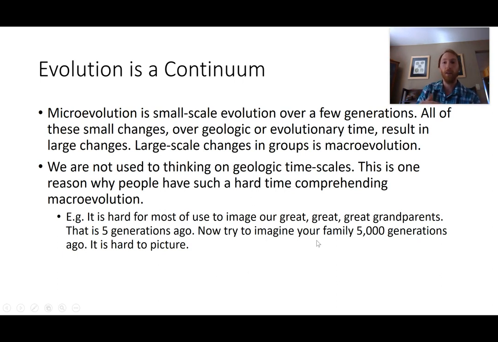If you add that up over millions of years, tens of thousands, hundreds of thousands, millions of generations, then you can start to see macroevolution happening. You can start to see how horses diverged. You can start to see how horses are related to donkeys, and how horses and donkeys are related to zebras, and how all of those are related to a more ancestral, now extinct horse, etc.